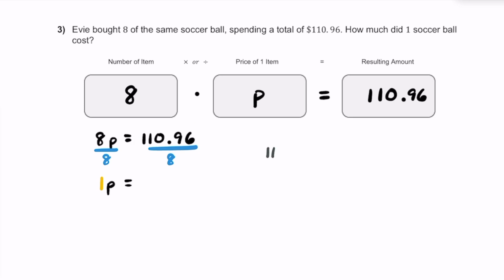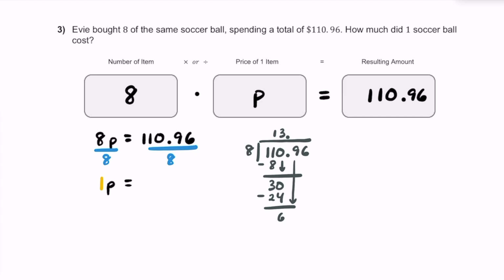So let's take this 110.96 and divide that by 8. So 8 goes into 11 one time. 1 times 8 is 8. 11 minus 8 is going to be 3. Let's bring down a 0. Now 8 goes into 30 3 times. 3 times 8 is 24. We have a remainder of 6. Let's bring this decimal straight up.